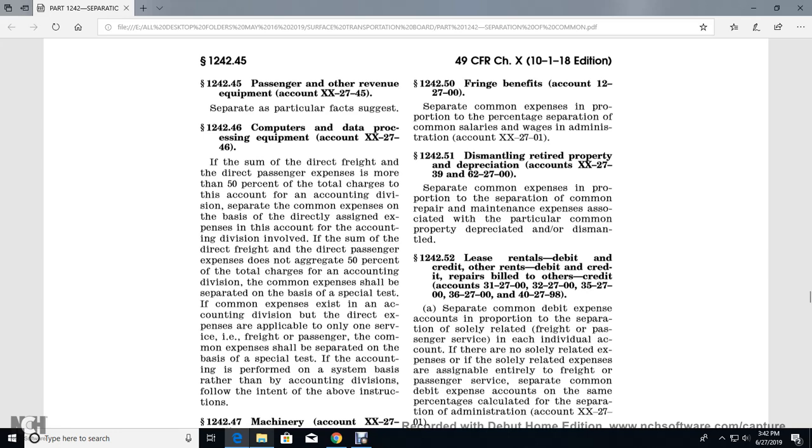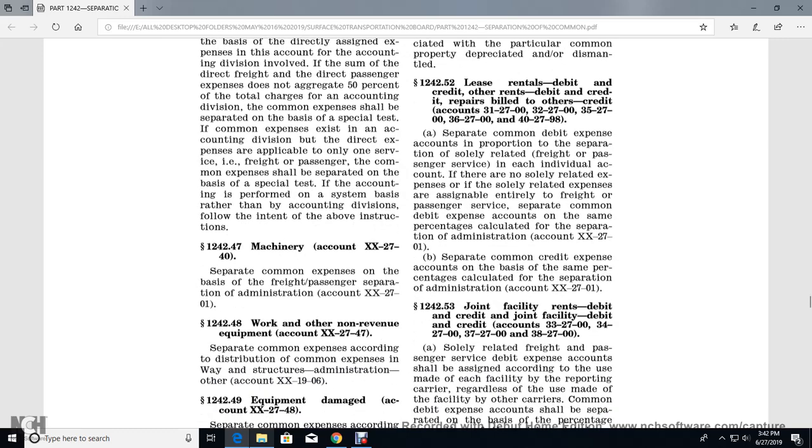the accounting division of the common expense shall be separated on the basis of the special purpose, special type of the common expense of the accounting division, with the direct expense applicable to one of the services, freight or passenger. The common expense is separated on the basis of the special type, and accounting is performed on the system basis rather than the accounting division, in line with the above instruction.